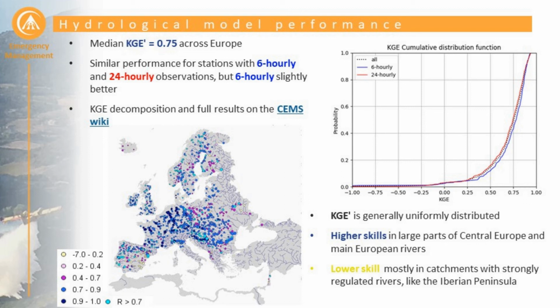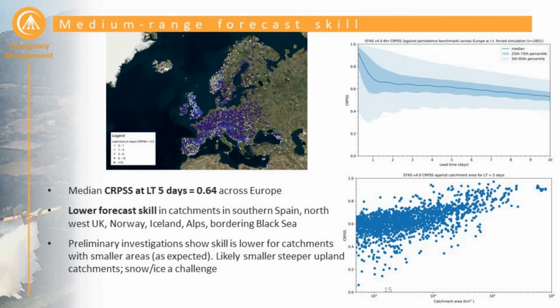Now we'll move on to the forecast results. Looking at the results for the medium-range forecast skill, look at the graph on the top right first, which is the continuous ranked probability skill score on the y-axis against lead time out to 10 days at a 6-hourly time step. Taking one slice as an example, the CRPSS is 0.4 across Europe as a median. Of course, there is then spread.